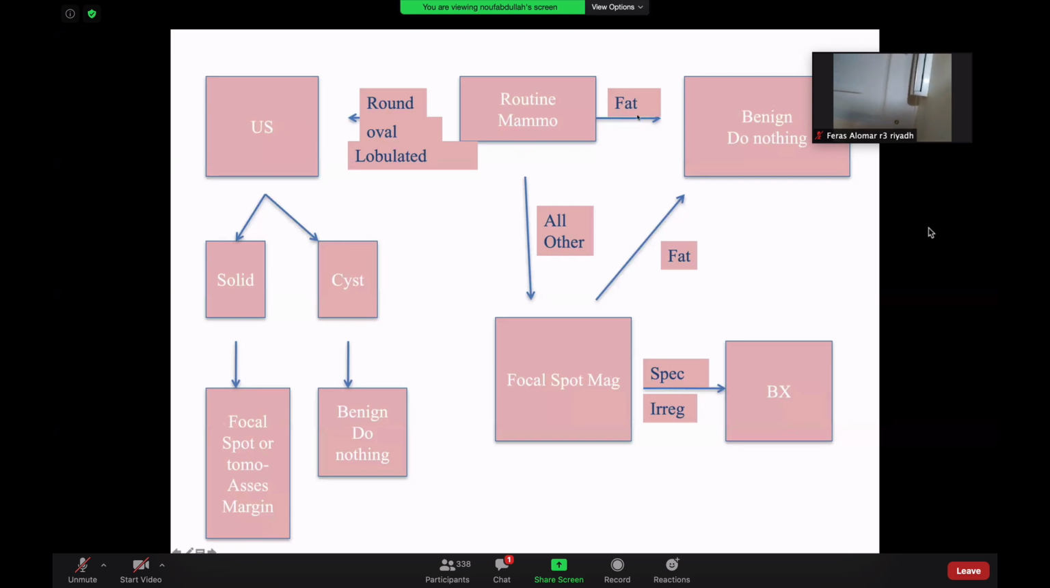If I'm doing a routine screening mammogram and I have a mass on it, then the first thing you want to look at is, do I have fat within the mass? If it's fat-containing, it's benign, nothing to worry about. If it's round, oval, or lobulated, we said you always do a focal spot magnification view.